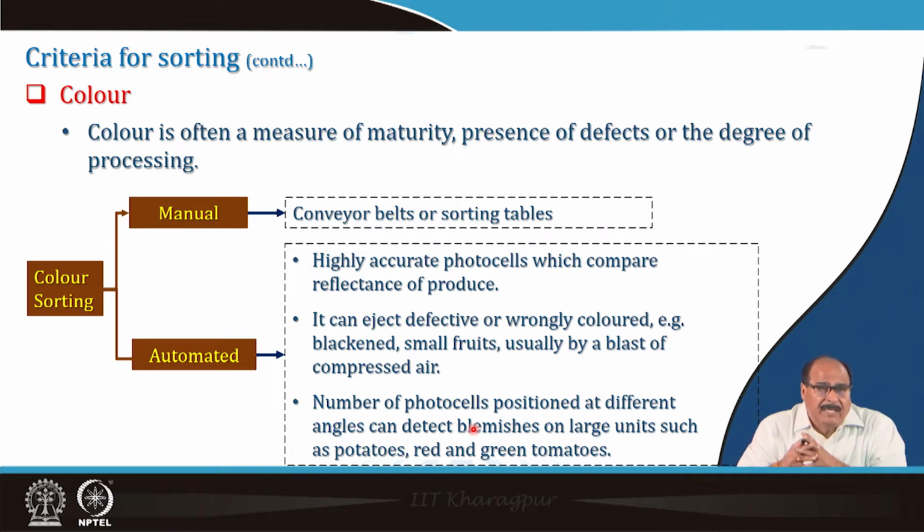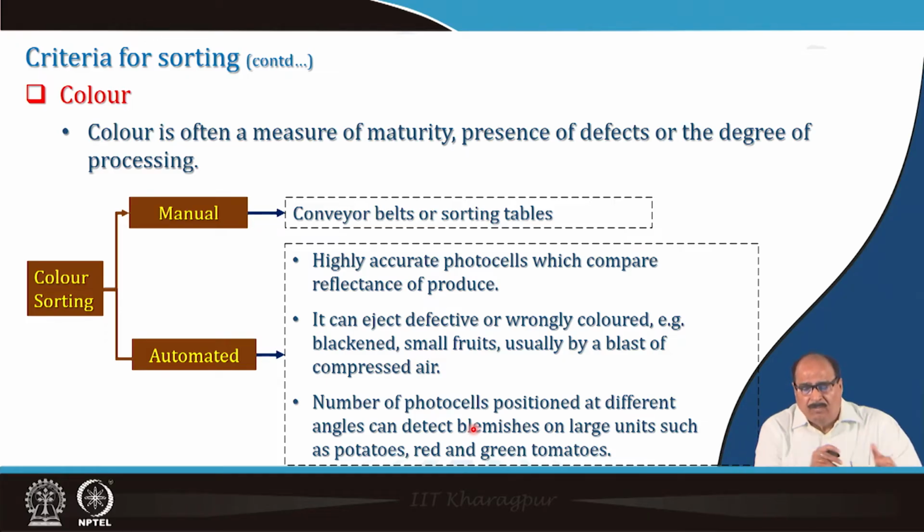Then another very important physical quality attribute is color, which is often used as a measure of maturity, presence of defects or damage, degree of processing, etc. So, this color sorting can be done manually or by using an automated system.